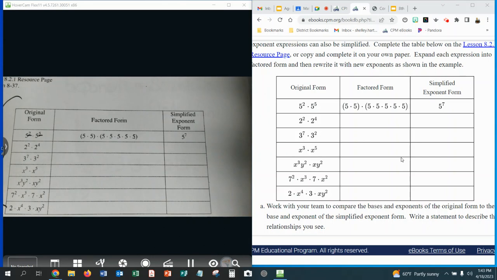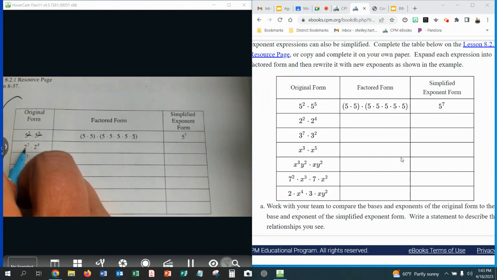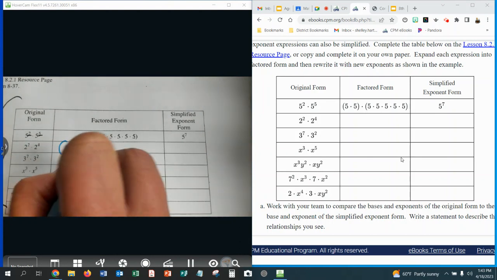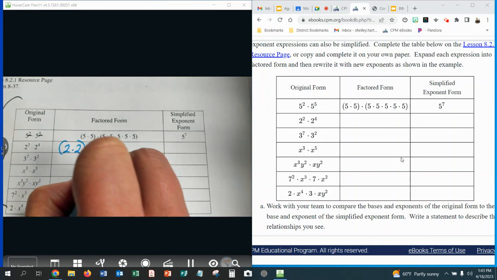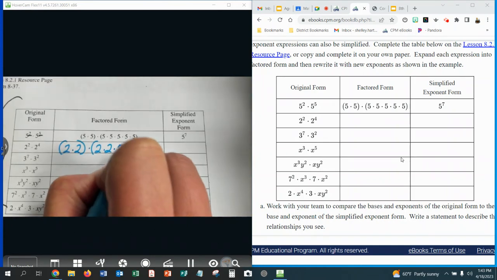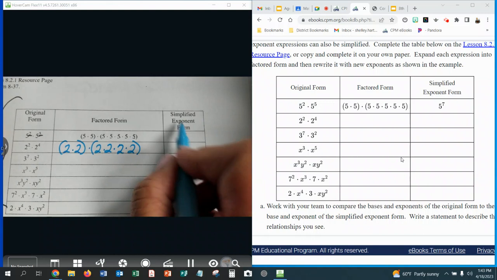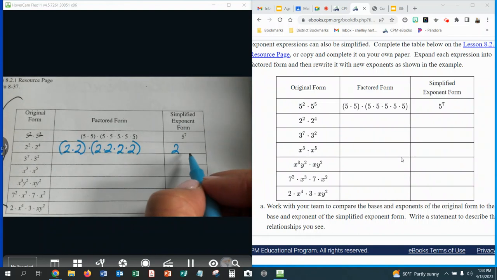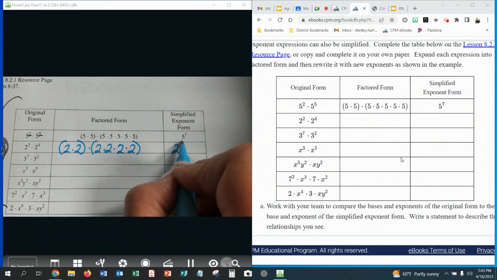Now, when we're going to write this is 2 squared, so we're going to go 2 times 2, and then times 2 to the 4th power, 2 times 2 times 2 times 2. What is this going to be in our simplified form? Yeah, Phil. Yep, 2 to the 6th, great.